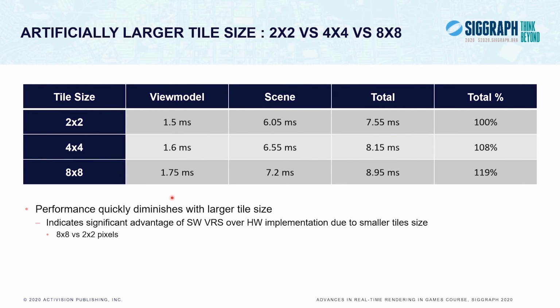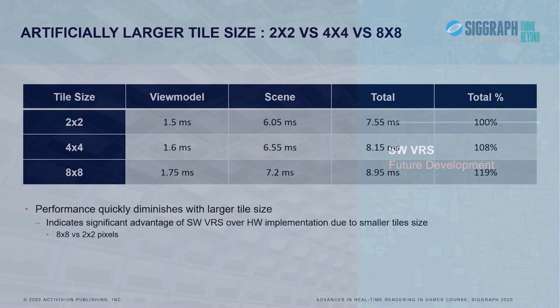If we look at the view model, which is already a very high triangle count part of the screen, and we know it doesn't actually benefit that much from VRS, we can see a loss going from 2x2 tile to 8x8 tile of almost 0.25 millisecond. It's even more prominent in the scene itself. But when we look at the percentage, we're looking at a loss of 8% and a staggering 20% loss. So the performance is very quickly diminishing with larger tile sizes. And this further indicates significant advantages of software VRS over hardware implementation due to smaller tile size.